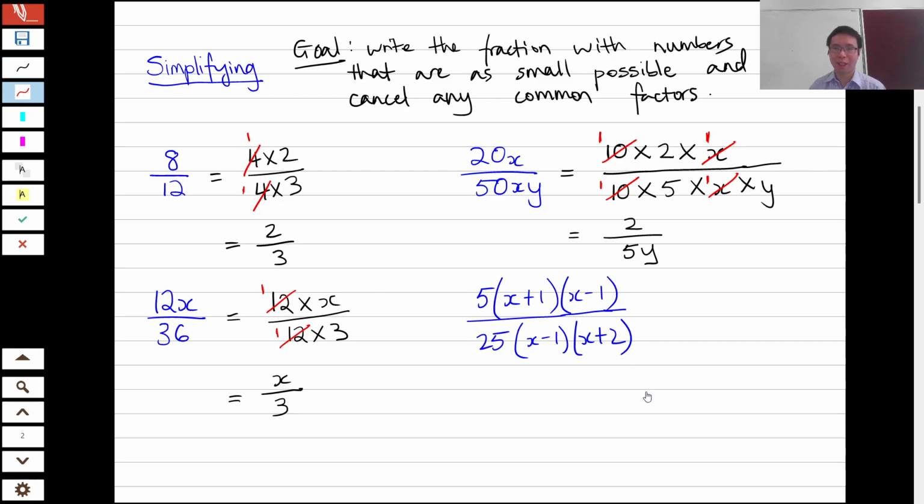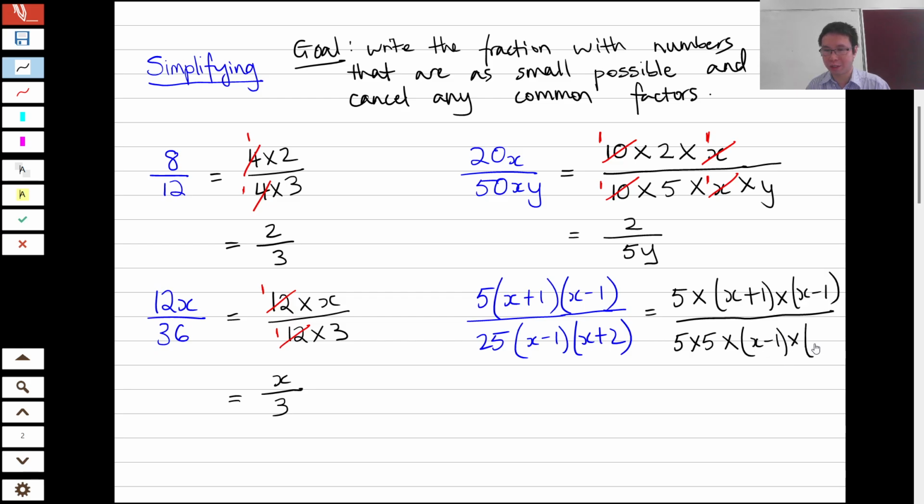Okay, last one. It looks like a beast, but it's actually pretty simple. So here we go. I haven't actually done anything on top, but on the bottom, I'm going to break 25 into 5 times 5. And remember, when I write brackets, that means multiplication is happening. Okay, so on top, I'm multiplying by x plus 1 and x minus 1. On the bottom, I'm multiplying by x minus 1 and x plus 2.